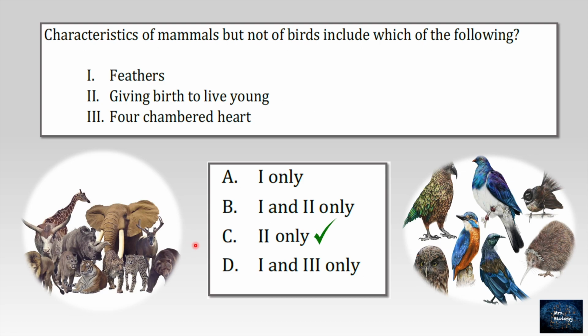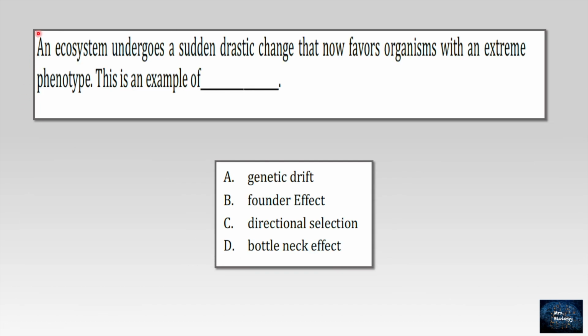Let's read this question. An ecosystem undergoes a sudden drastic change that now favors organisms with an extreme phenotype. First of all, my advice, please look for certain terms. For example, sudden drastic change and extreme phenotype. What do you mean by phenotype? The appearance, the traits that make the appearance of an organism. This is an example of, okay, we have 4 choices. Actually, you should know what each choice means.